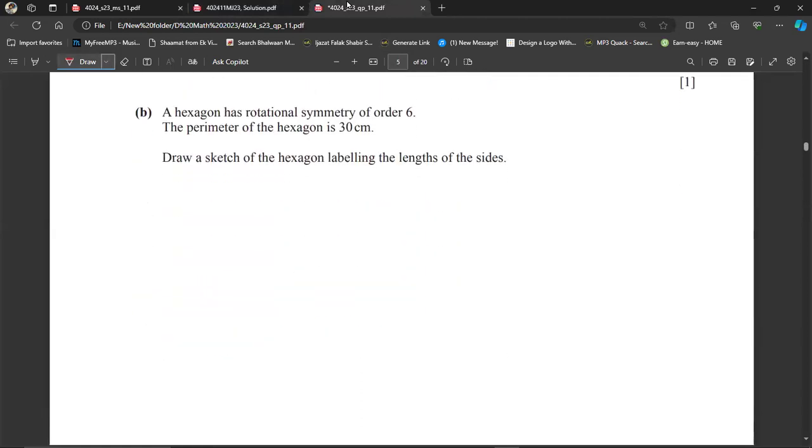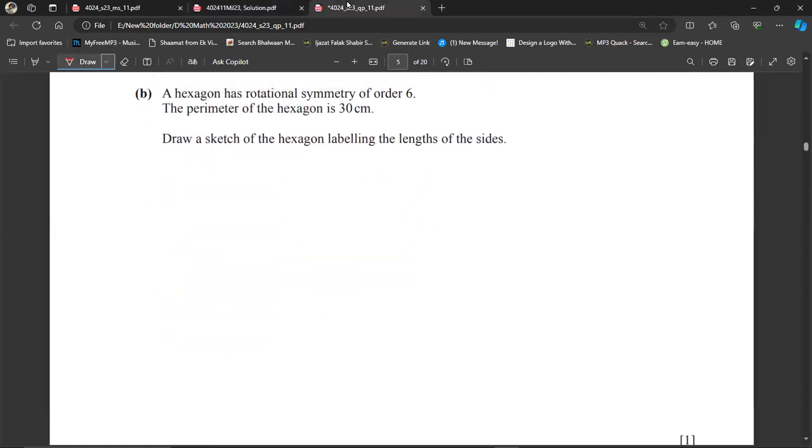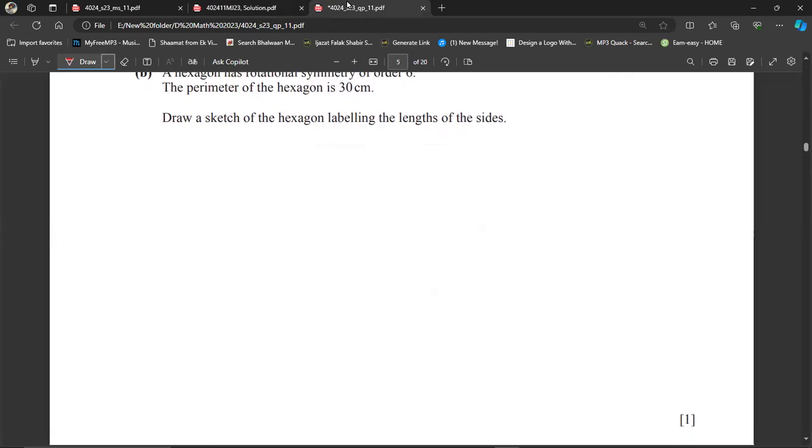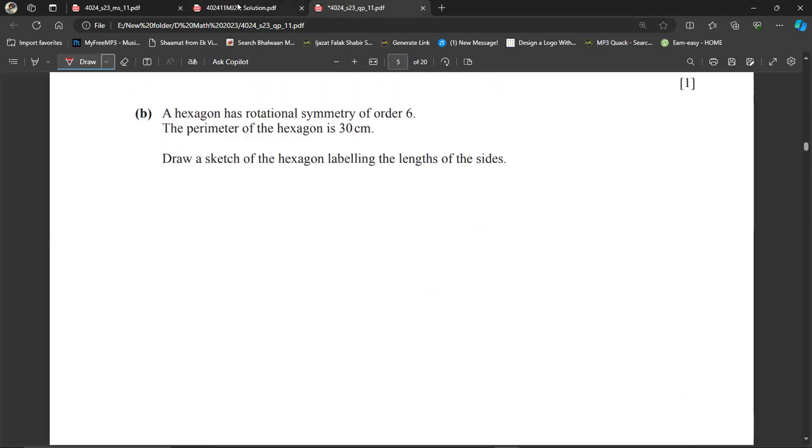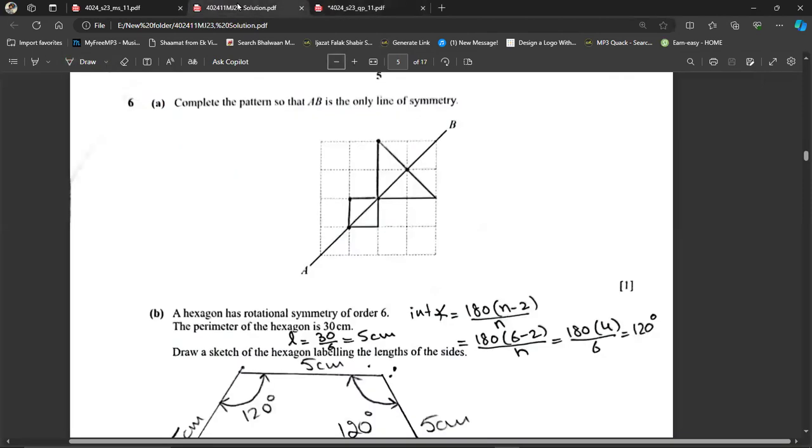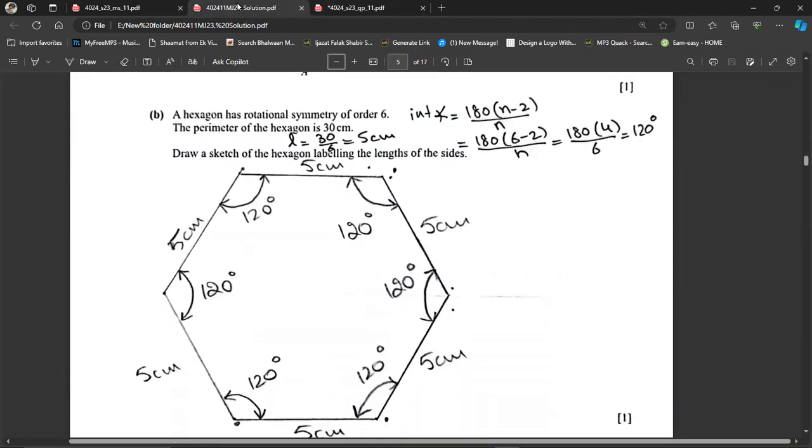Question number 6 is the B part. It says a hexagon has a rotational symmetry of order 6. The perimeter of the hexagon is 30 centimeters. Draw a sketch of this hexagon labeling the length of the sides. A hexagon has 6 sides. If it's a regular hexagon, it means all the sides are equal. So each side will obviously be 5 centimeters. Perimeter divided by 6 is 5 centimeters.